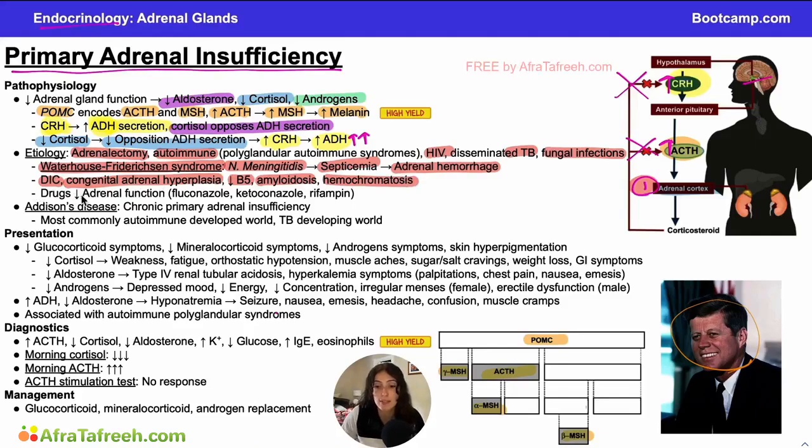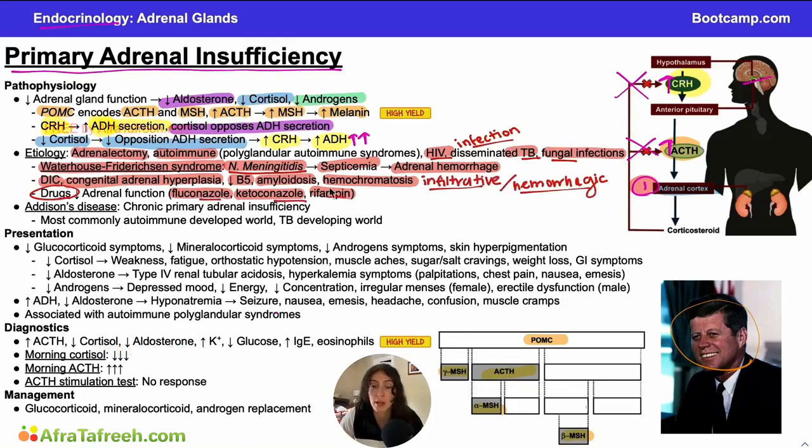Insufficiency. Finally, different drugs that decrease adrenal function like fluconazole, ketoconazole, or rifampin, these additionally could lead to adrenal insufficiency. So I know that's a lot to remember, but I think the big categories here are infection, different drugs that can cause adrenal insufficiency, and then infiltrative or hemorrhagic conditions.